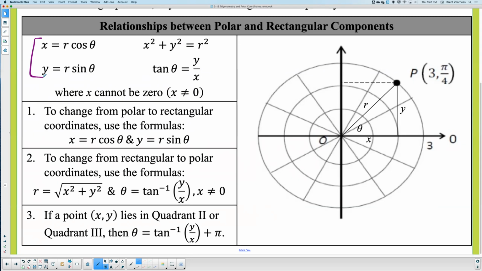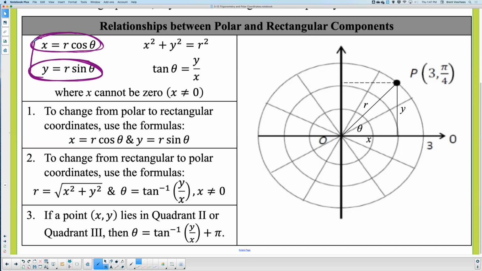Truthfully, sine is y over what letter? R. If I multiply both sides by r, guess what I get? If sine is y over r and I multiply both sides by r, I get y equals r sine. Same thing. If I took cosine is x over r and I multiply both sides by r, guess what I get? R cosine equals x. That's all I did, is isolate that variable.